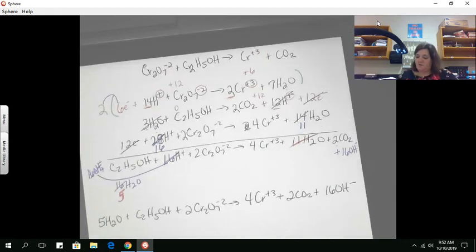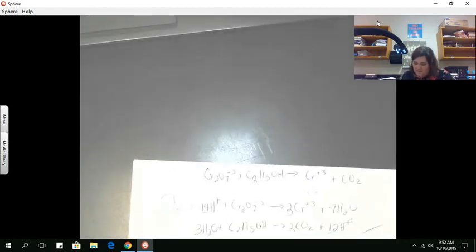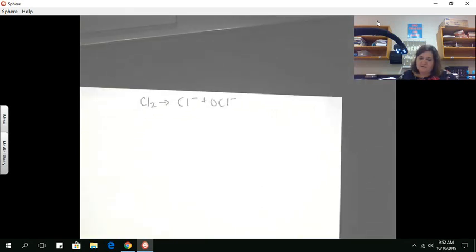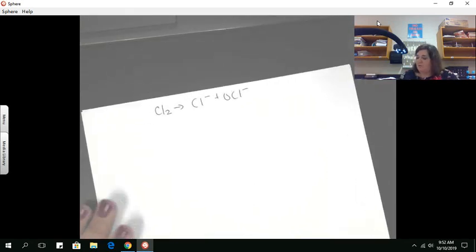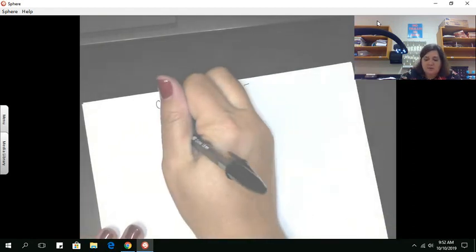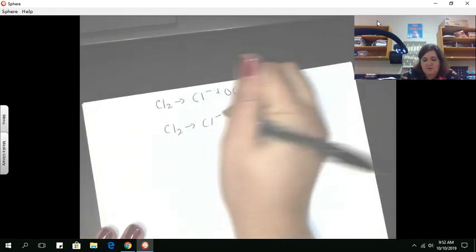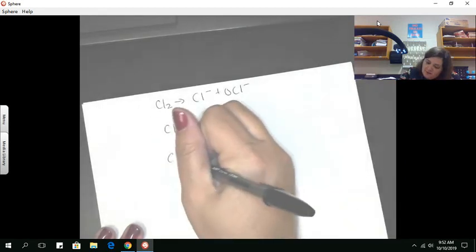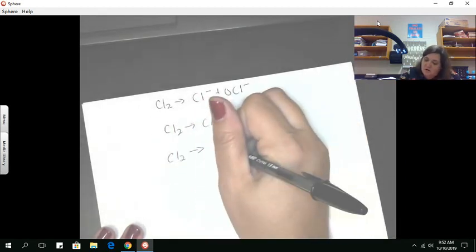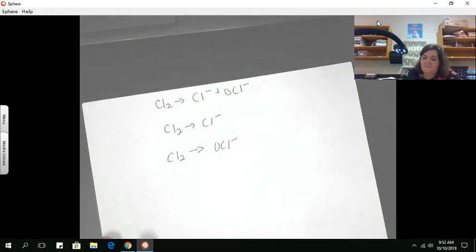Let's look at one more for basic solutions together. So this one, we have only one reactant. When we have only one reactant, we just use it twice. So we have one half reaction where the chlorines go to chloride, and one where the chlorines go to hypochlorite ion. And then from there, we just do everything exactly the same as we've been doing.